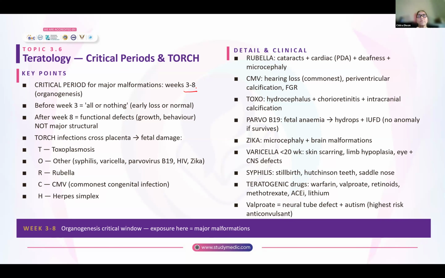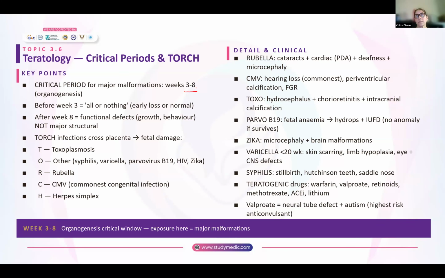From 3 to 8 weeks, if there is some injury that happens, then you will get some functional defects. Again, here, if it is a very severe injury, the fetus can miscarry. But if there are minor injuries during the period of organogenesis, then you get some functional defects. That means some defect in the growth or some defect in the behavior, but not major structural defects. Because by week 8, all the structures have been completely developed, so growth of the structures is going to be affected.